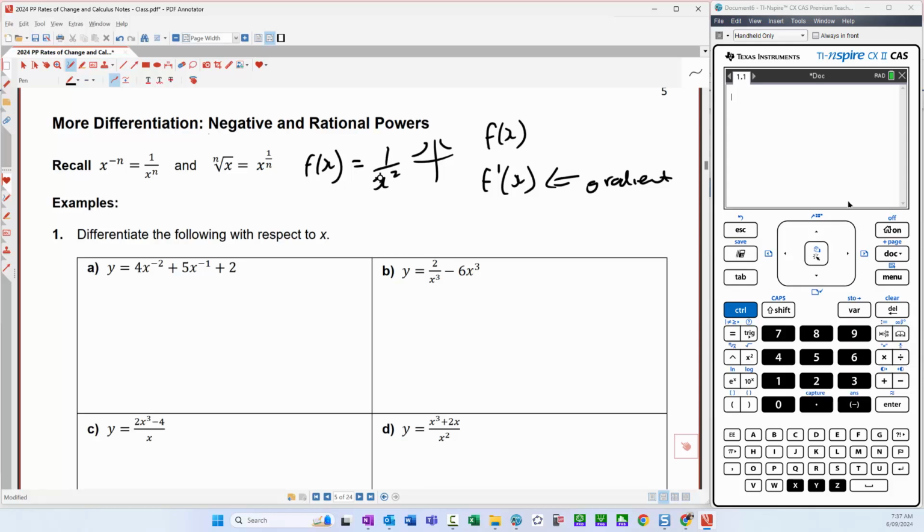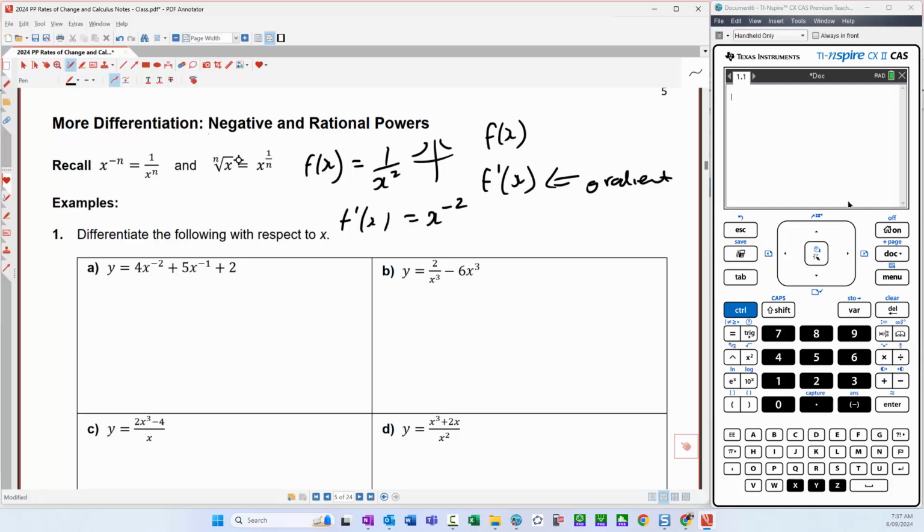Well, what we're going to do is express this with a negative index. So if we write this as f of x equals x to the negative 2, once it's written like this, we can just use that same rule that we were using in the last lesson, which is we go negative 2 multiplied by 1 and then drop the power by 1.